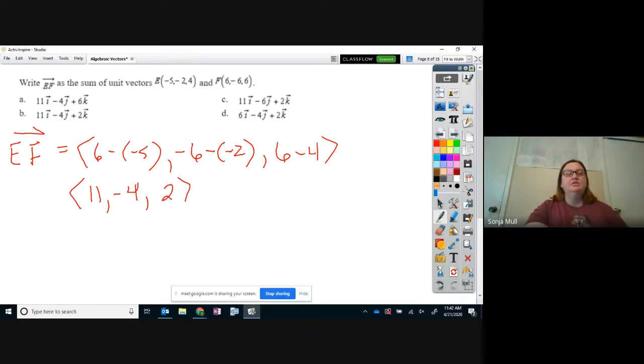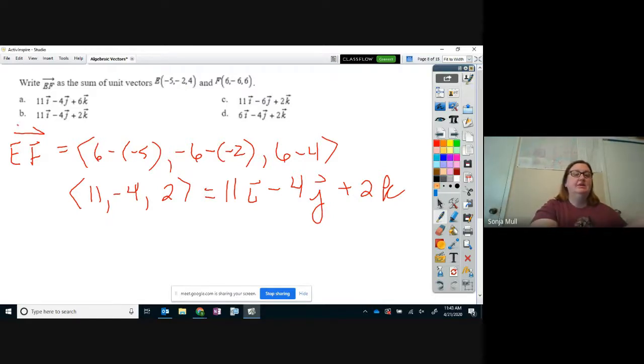Unit vectors: I is the unit vector that tells me to go 1 in a positive x direction. J means 1 in a positive y direction, and K is 1 in a positive z direction. So this is the same as 11I minus 4J plus 2K. That's all this is. So that is B.